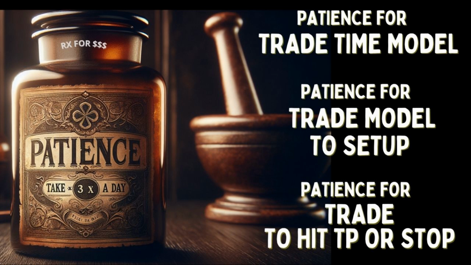The second element is your patience for if you're in the time and you've got the time model, what about the trade model showing up? Because just because you've got the time down doesn't mean your trade model is obligated to show up. Sometimes it's not going to show up, and you're going to need patience for that. If you've got the time of day, the day of week, the week of month, then what about the model? You are looking for something very specific to show up for your AAA trade setup.